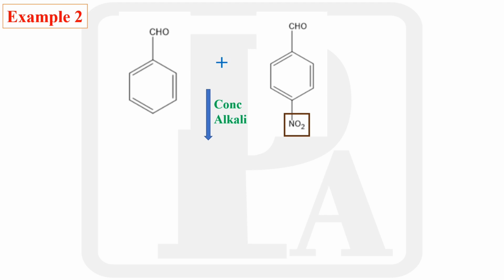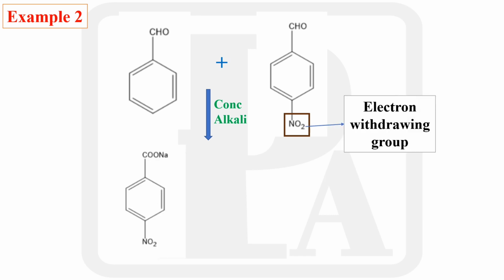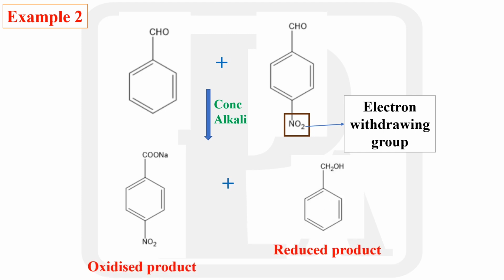So on oxidation what happens in this group, I mean this structure, no? So this has to undergo oxidation and this would be reduced. On oxidation, this aldehyde would be converted to acid, that is sodium salt of acid, and on reduction this would be converted to a primary alcohol. So we are getting one oxidized product, that is this one, and one reduced product. So this is benzyl alcohol, reduced product, and that is having the primary alcohol.